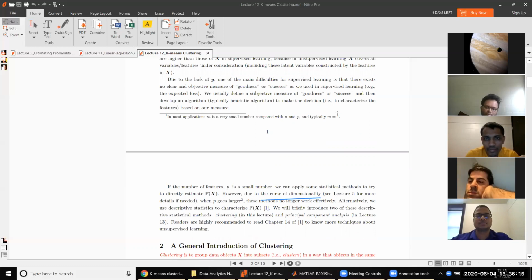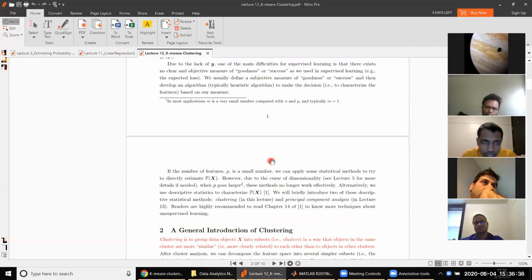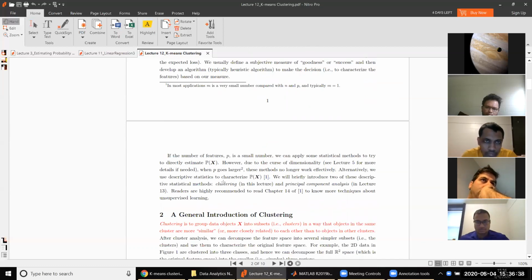Remember, I drew very, very small cubics on the whiteboard at the time, and I also ran it in Excel. But the curse of dimensionality is a killer of many, many standard traditional statistical methods. Because of this, we cannot directly estimate it anymore. Instead, we're going to use descriptive statistical methods to directly describe the characteristics of p(x).